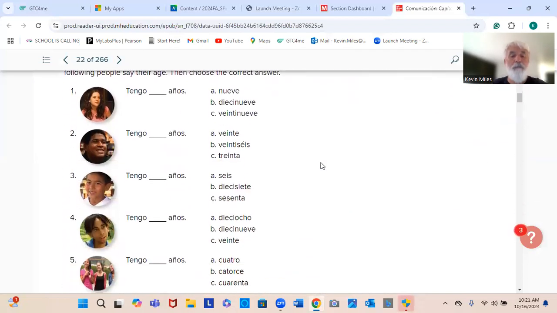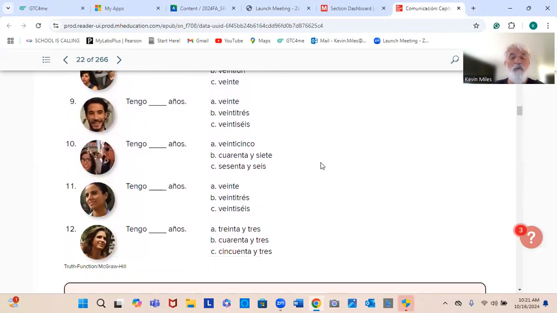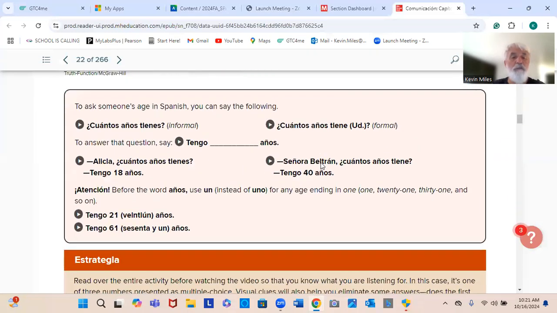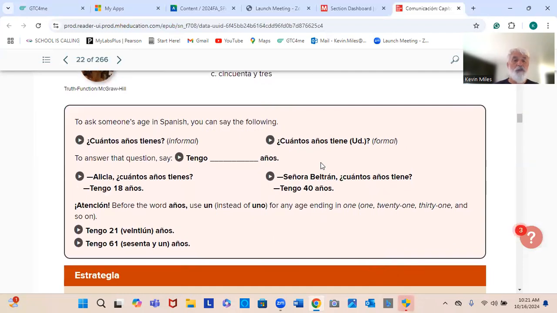So we need to be able to look through this. They give you some examples of people asking and giving their ages. I'm going to jump right to the little box beneath. We know the numbers now, so we're able to give our age, right? Up to whatever, into our 90s or 100. So how do you give age? The question in the box here is ¿cuántos años tienes? How old are you? And ¿cuántos años tiene usted?